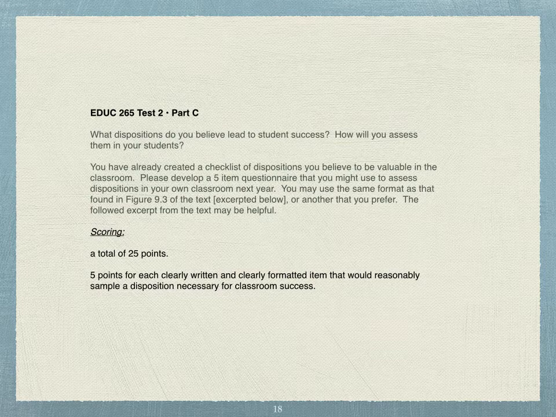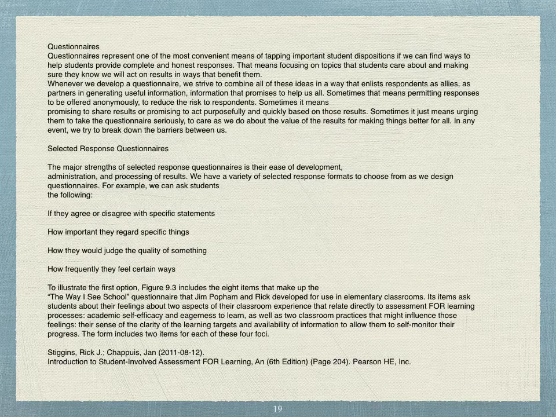You may use the same format as that found in Figure 9.3 of the text excerpted below, or another that you prefer. The following excerpt from the text may be helpful, so I'm going to go into that in a second, but basically your task, following from all the questions and items that you developed in the problem set, is to think about what dispositions you really think are important for success in your classroom and create 5 questionnaire items. Now, there's some thoughts that may be helpful in doing that.